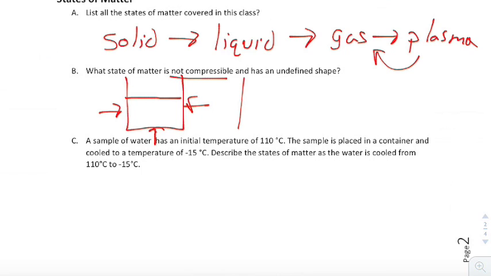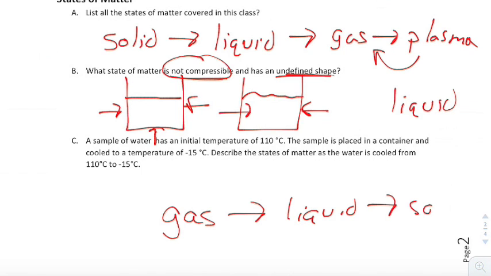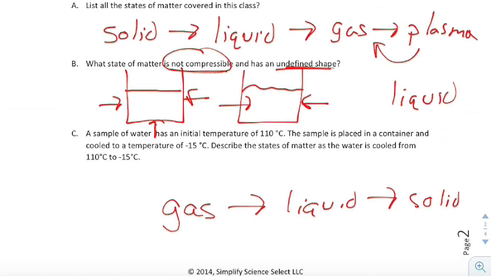And actually, water is the same way, like all other liquids. If you try and squeeze water, it just changes the shape. It doesn't actually squeeze the volume of water. So these are the two that are not compressible. Now you have to say which one of these has an undefined shape, and you should be able to say that it is a liquid. Finally, you should be able to figure out the last one, that it's going from a gas to a liquid to a solid, and you should be able to justify that.